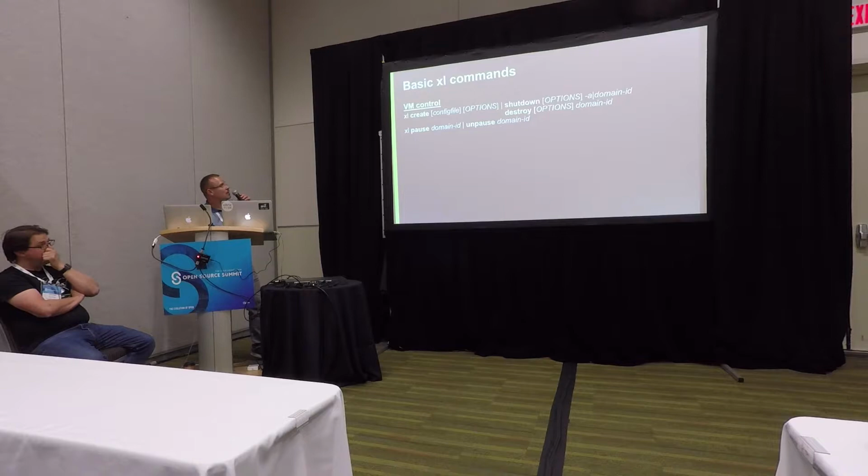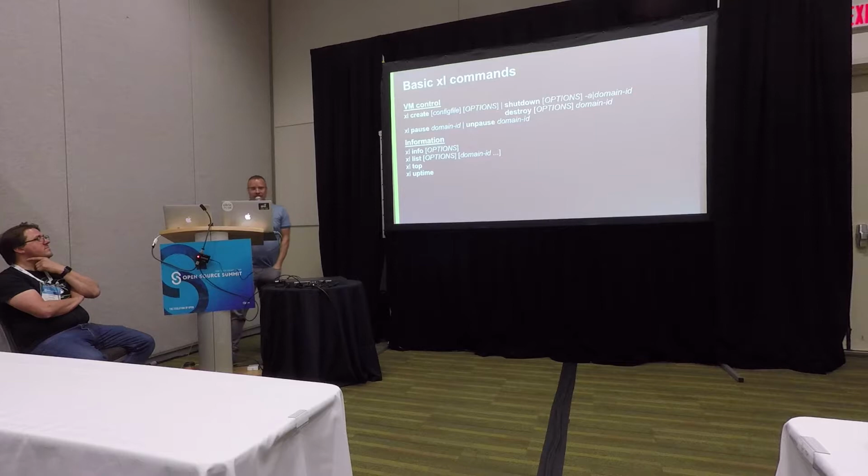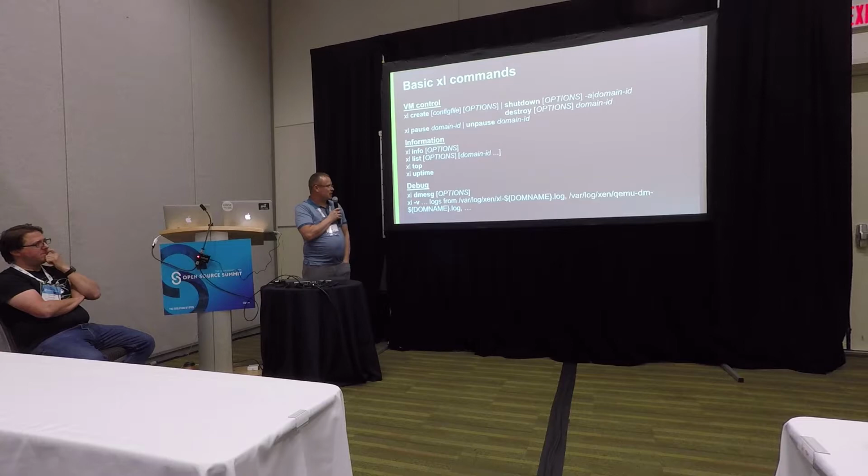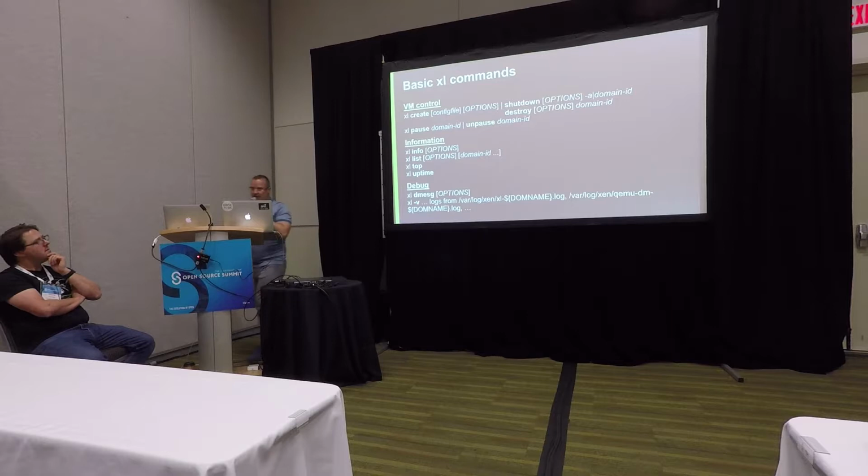There's a number of information options. xl info gives you general system information, xl list lists what guests are running, xl top is like the top command for processes on Linux, and then there's a little command called uptime, which I think just gives you a general overview of how long a guest has been running. For debug, we have xl dmesg, which gets you the hypervisor log, and then you can have a number of other logs from various specific locations, and it's very useful when something goes wrong.